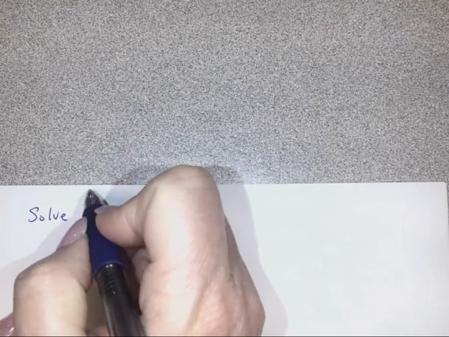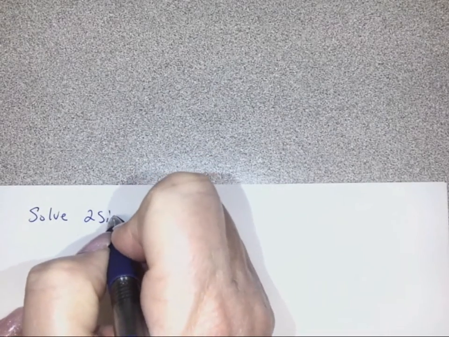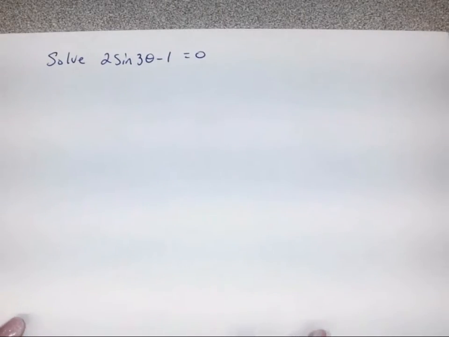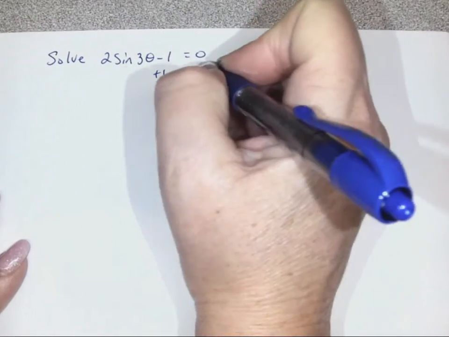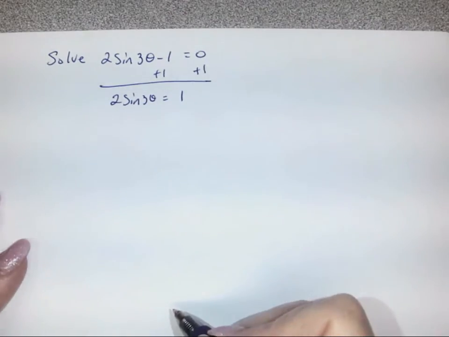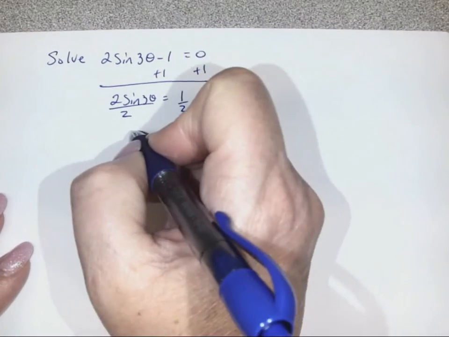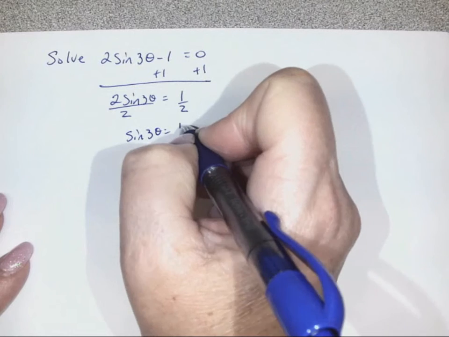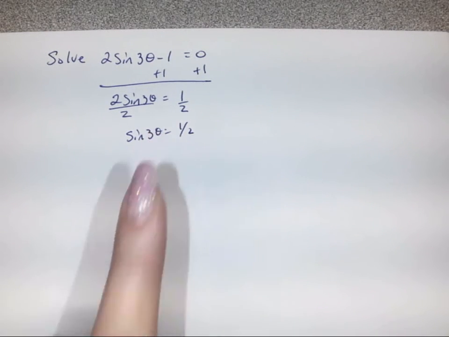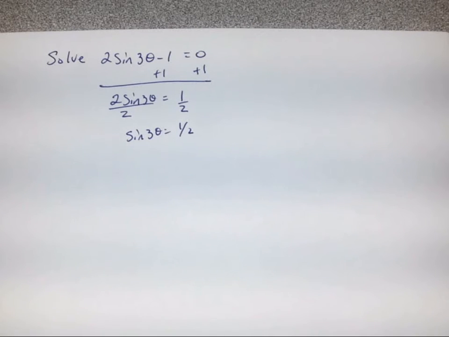For the next example, we are going to solve 2 sine 3 theta minus 1 is equal to 0. So we are going to add our 1 over first: 2 sine of 3 theta equals 1. And then we'll divide by 2, so our sine of 3 theta equals 1/2. Now we've done this sine many times. We have a little bit different happening here.